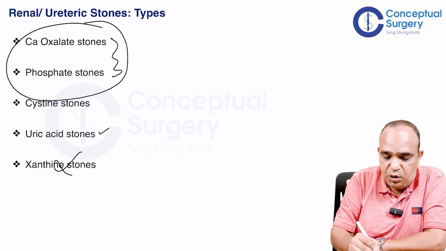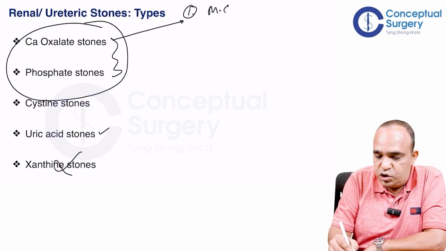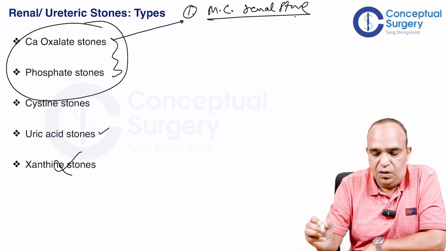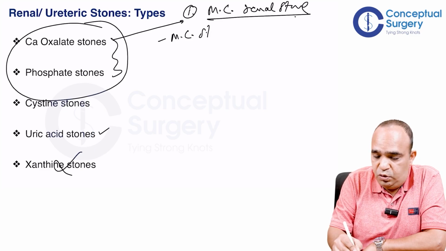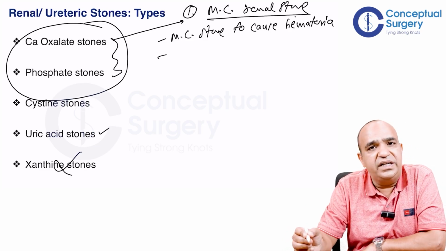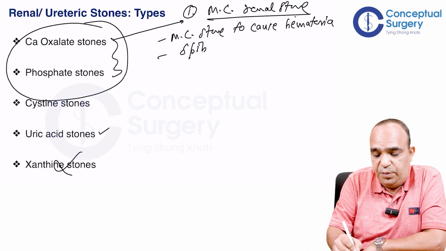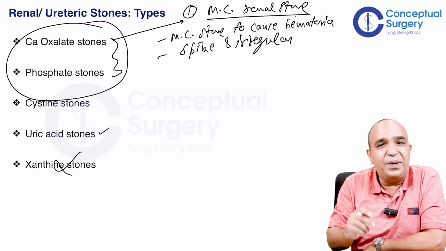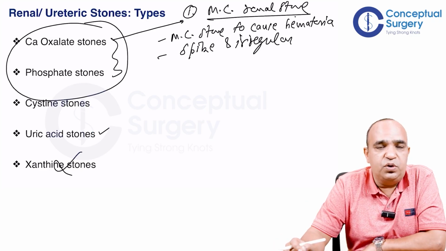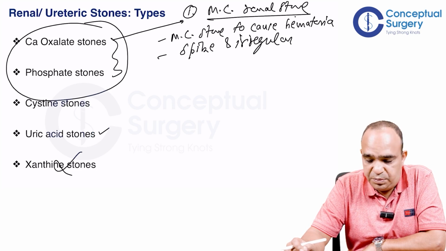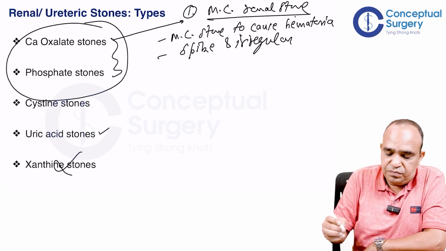So first is calcium oxalate. It is the most common renal stone. Okay, most common stone to cause hematuria. Maximum hematuria, maximum risk is with calcium oxalate. Why so? Because the shape of it is spiky and irregular. Because of its spiky nature, it causes more damage to the mucosa, the lining of the pelvicalyceal system and the ureter, and causes hematuria. Okay, easy to understand.